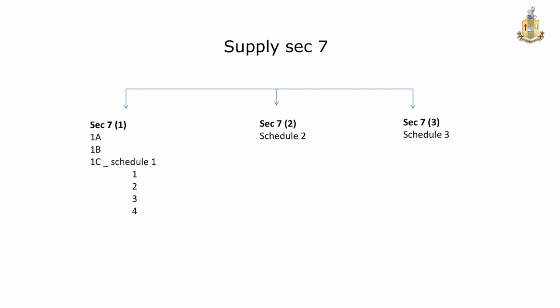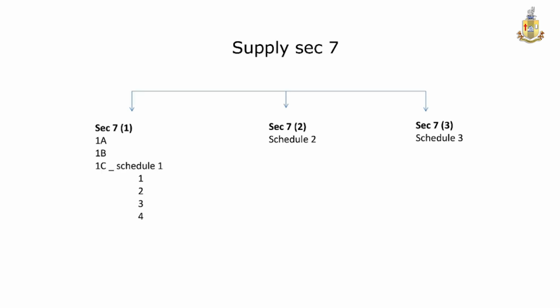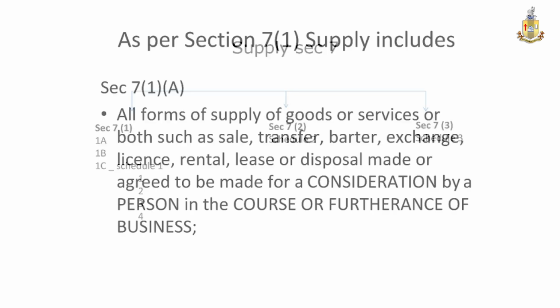This supply is detailed in section 7 of the CGST Act. Section 7 defines supply. Section 7.1 describes what the supply includes, and section 7.2 describes the activities which are related to supply of services and supply of goods, and section 7.3 tells us what supplies are excluded in GST.